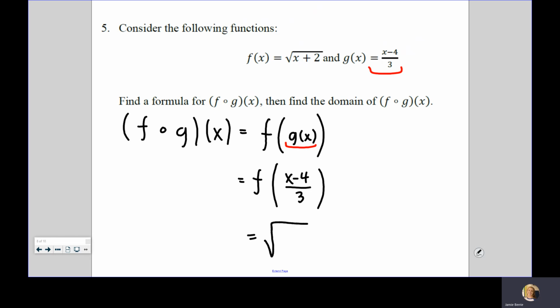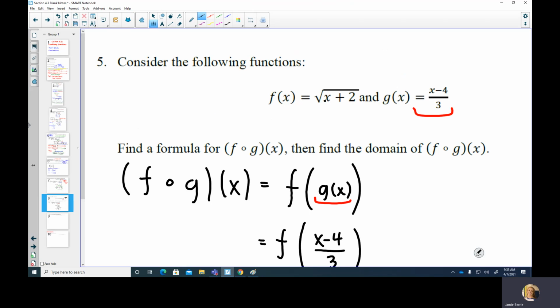All right, so square root of x gets replaced with x minus 4 over 3, and then plus 2. Again, it didn't say to simplify. Let's check really quick and see if the directions on here said to simplify on the homework. Because if it does, I want to show you how to simplify it.